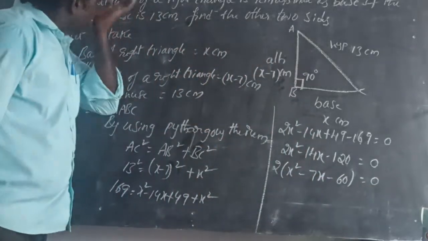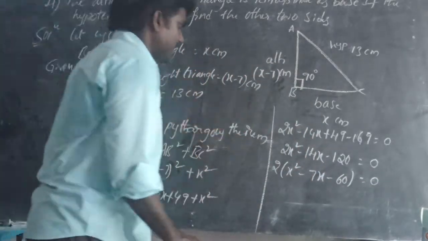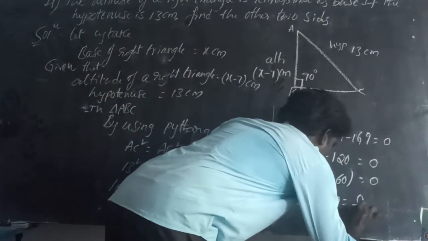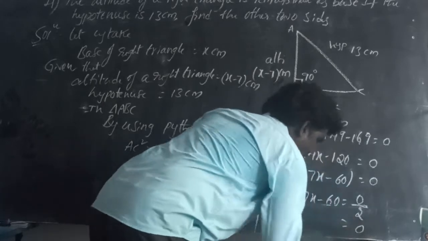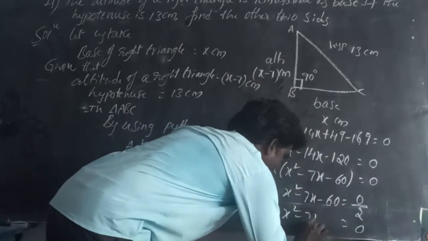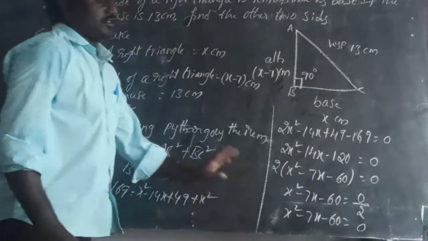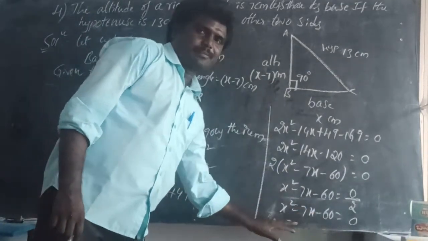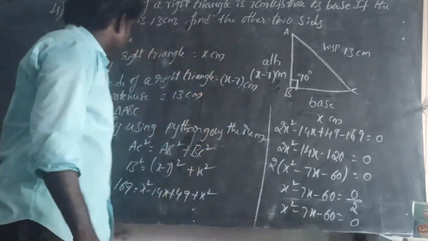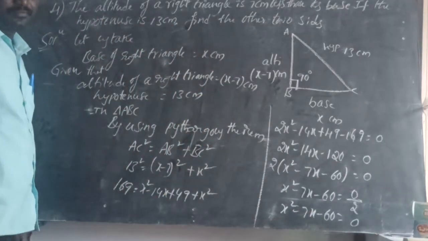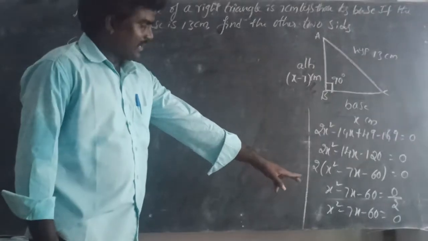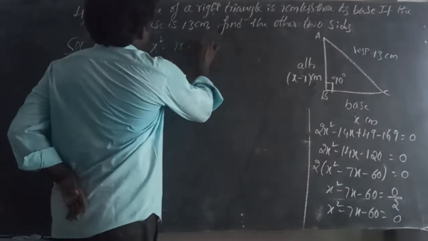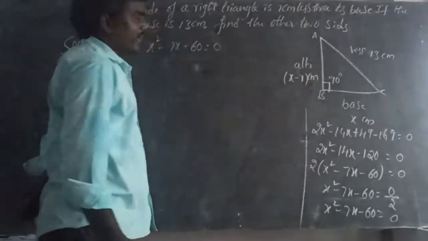Here 2 here multiple. This 2 is going to divide. So x square minus 7x minus 60 is equal 0 by 2. 0 by anything 0. So x square minus 7x minus 60 is equal 0. So it is non-algebraic identity expression. How you can find the factors? By using factorization method. X square minus 7x minus 60 is equal to 0. It is non-algebraic identity expression. So we can do that.